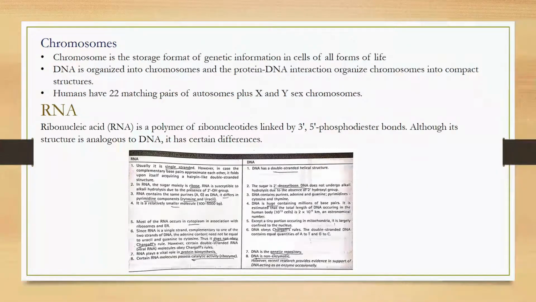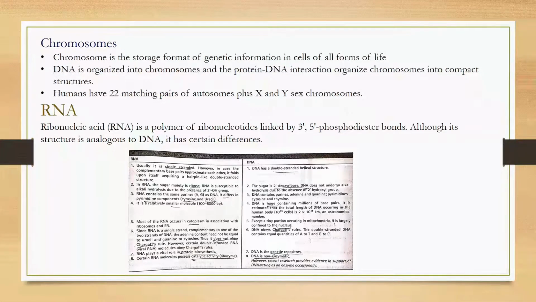RNA is a relatively small molecule. There are 100 to 5,000 base pairs, whereas DNA is huge, containing millions of base pairs. It is estimated that the total length of DNA occurring in the human body, which contains about 10 to the power 13 cells, is about 2 into 10 to the power 11 kilometers, an astronomical number.